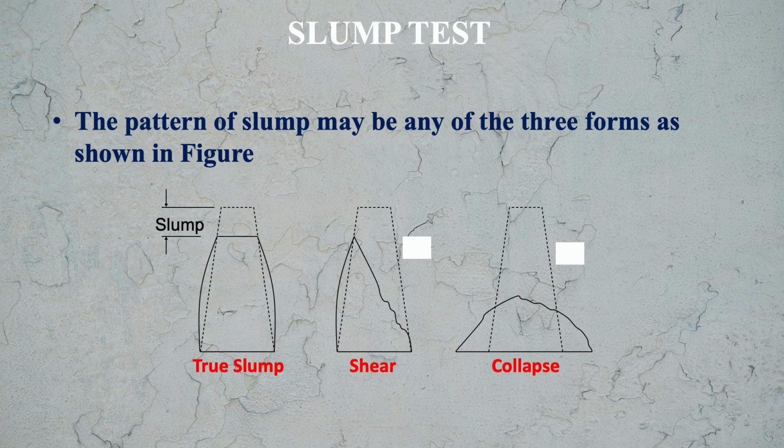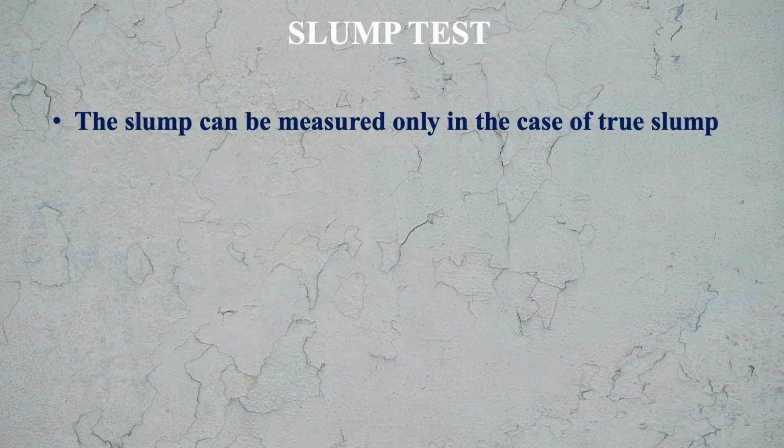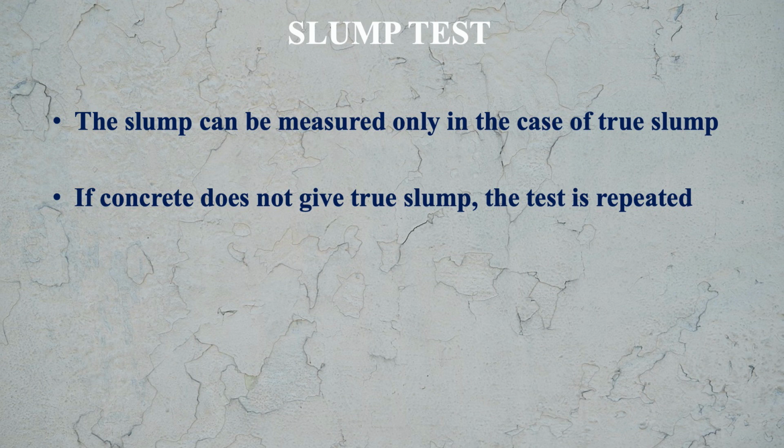So we are concerned with the first type of slump, and the slump is measured only if the subsidence is in the way shown in the first figure. The slump can be measured only in the case of the true slump, as I told you. If concrete does not give a true slump, what will you do? The test will be repeated with the next amount of the water cement ratio.